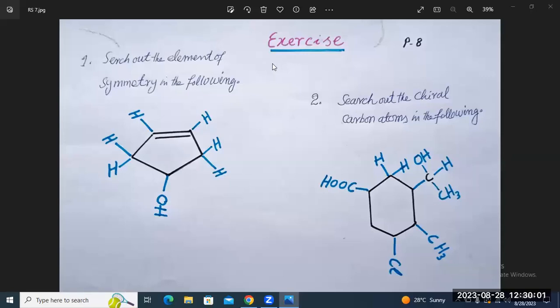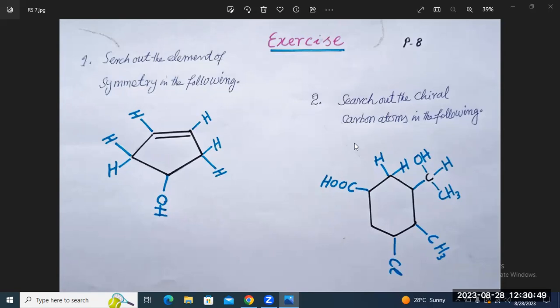Here is an exercise for considering your understanding about the RS configuration. So this is question number 1. Here in this molecule, you have to see the symmetry element, because we have taken the lecture of the optical activity and we have discussed about the symmetry of the molecules. So you have to search about the element of the symmetry here in this question number 1.